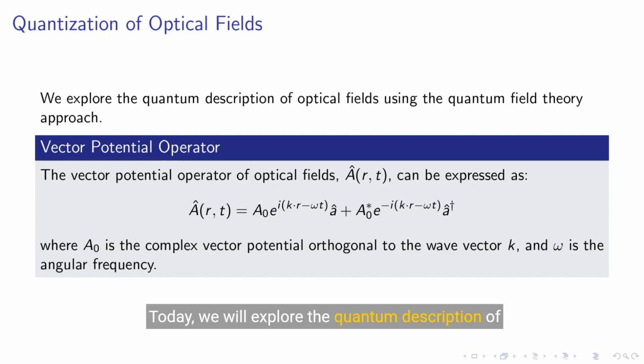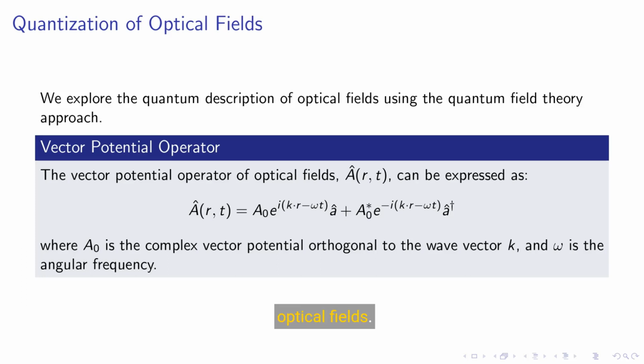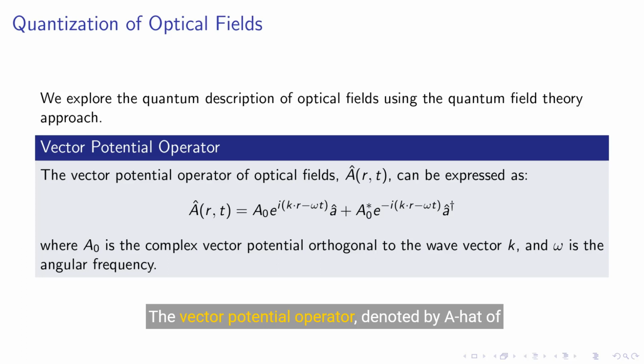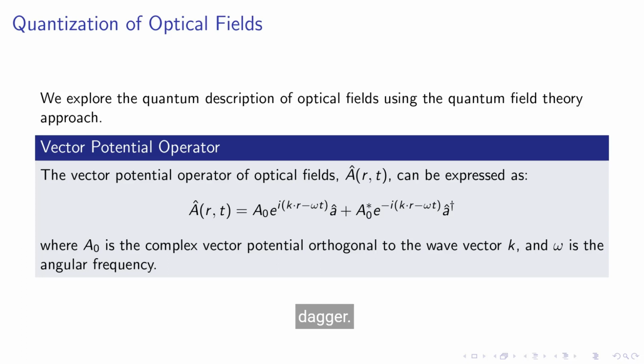Today we will explore the quantum description of optical fields through the lens of quantum field theory. Let's start with the vector potential operator of optical fields. The vector potential operator, denoted by A hat of r, t, can be expressed as A0 times the exponential of i times (k dot r minus omega t) times a hat, plus A0 star times the exponential of negative i times (k dot r minus omega t) times a hat dagger.